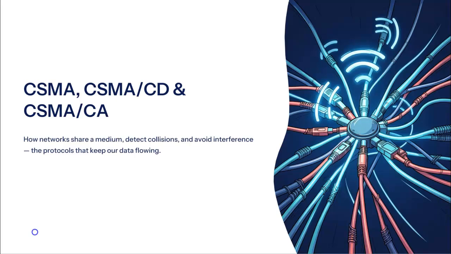Today's session is about CSMA, CSMA with CD and CA. These are the core rules and protocols that help computer networks share communication pathways, catch data collisions, and keep our internet traffic run very smoothly. Let's start with the basics.